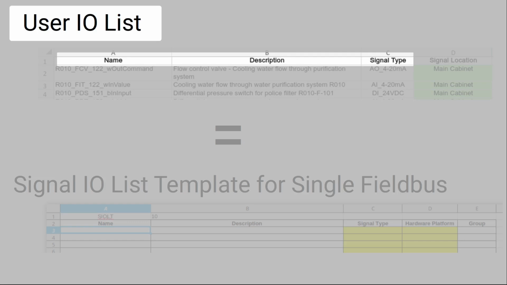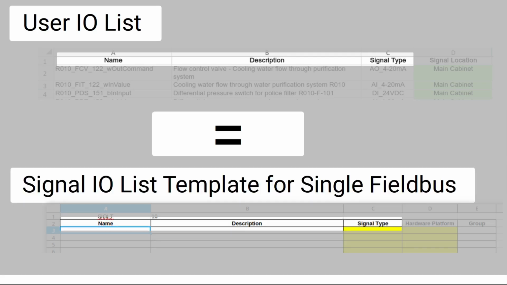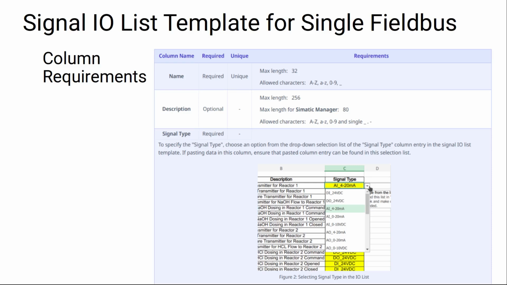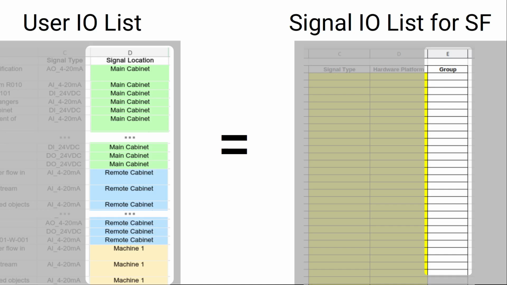The names of the first 3 columns are the same as those in the template, and their contents adhere to the specified column requirements. So, they can be directly copied into the template. The column signal location cannot be found in the template, however, it provides information about the location where the signal is wired. Considering that location is a relevant grouping criterion, this column can be used as a group and its content can be copied into the template also.